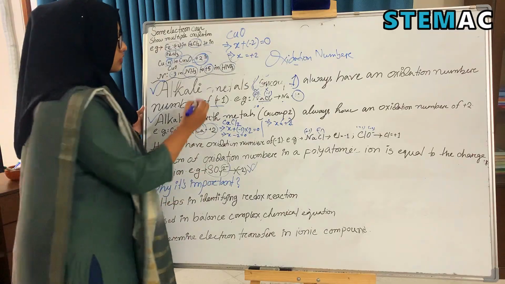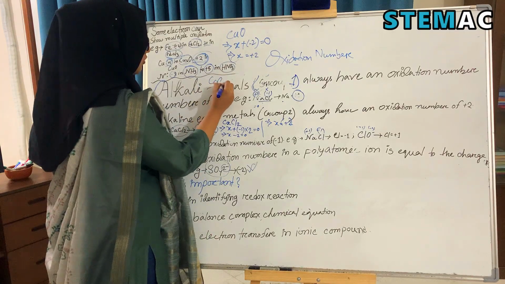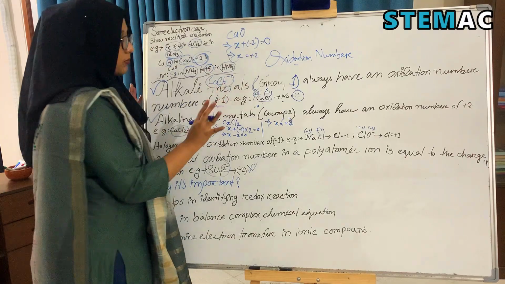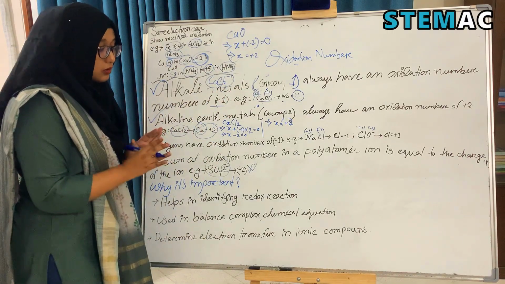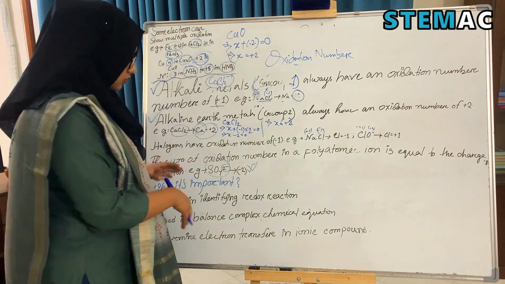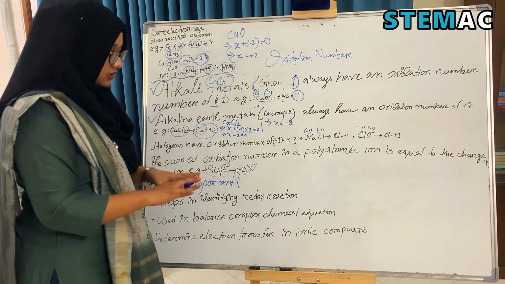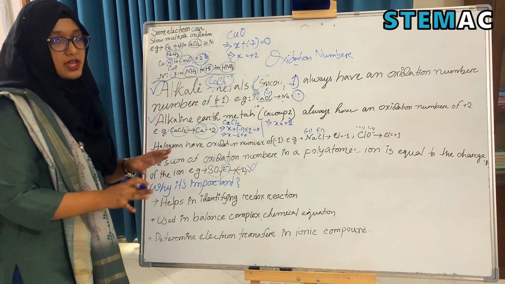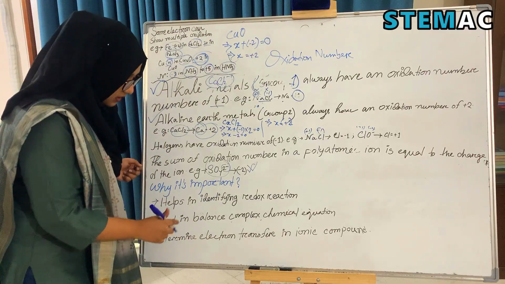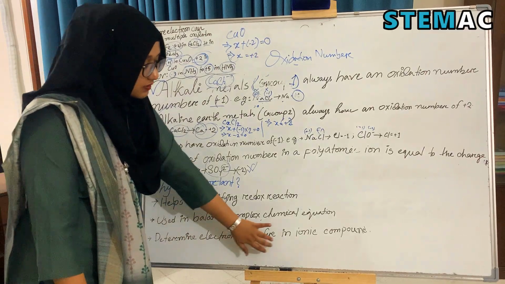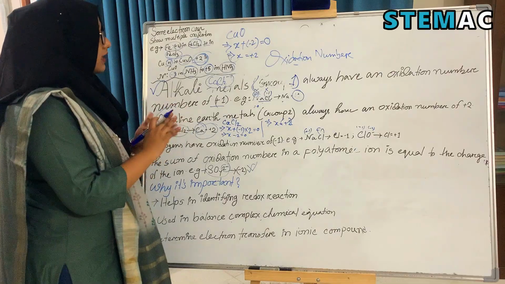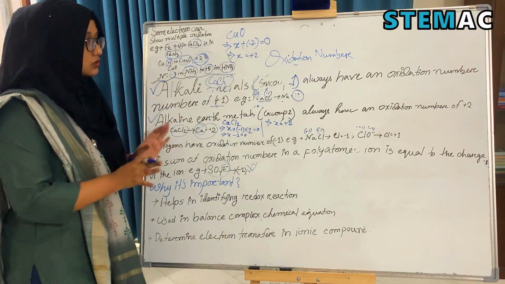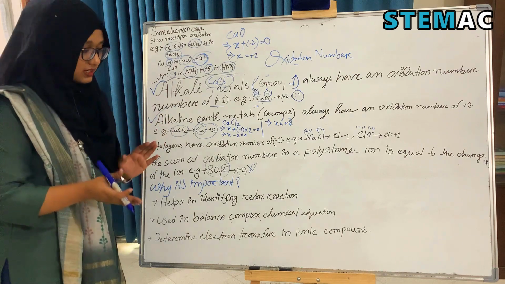Just imagine calcium chloride with the wrong numbers; it wouldn't cause a proper chemical reaction with others. So to balance the equation in a chemical reaction, it is important to have the proper oxidation number, and it determines electron transfer in an ionic compound. When an atom loses or gains electrons, the oxidation number shows that.